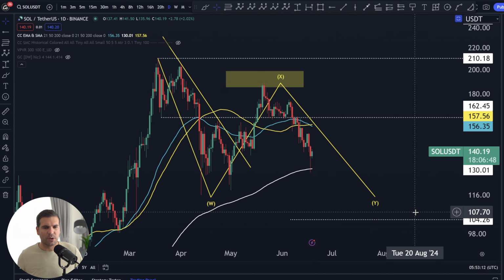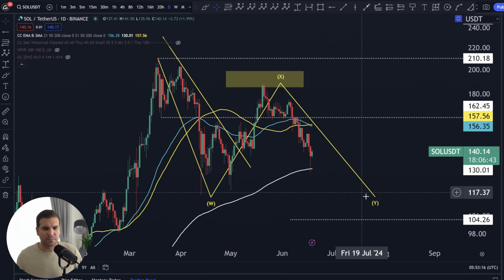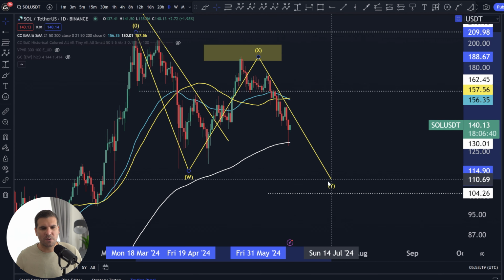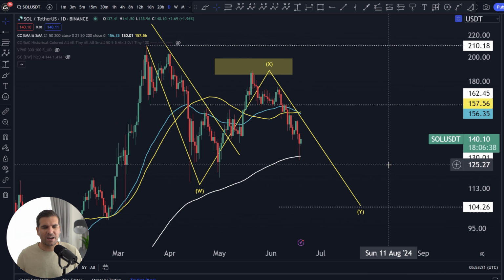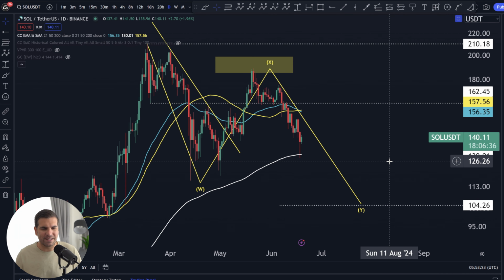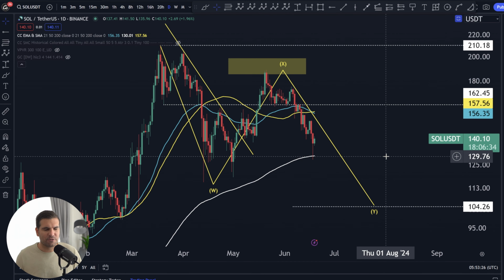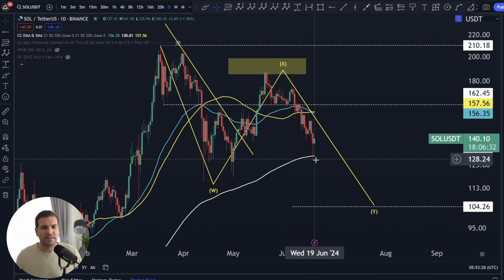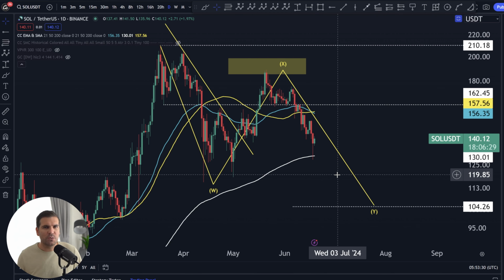So how low are we expecting Solana's price action to go? Well, under a WXY pattern like this, we have got our Y wave targeted range down here at $104.26. That does seem incredibly bearish, and we do have to consider that this does mean a move lower than the 200-day exponential moving average, which, as I said earlier, is our long-term trend for Solana. So if we were to lose support of the 200 EMA, it does indicate a more bearish move to the downside.